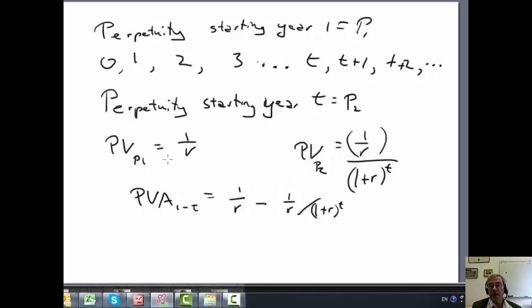Now the present value of the annuity starting in year 1 and going to year T is simply this term minus this term. So it is simply 1 over R minus 1 over R divided by (1 plus R) to the T. The present value of an annuity starting in year 1 and ending in year T is simply 1 minus (1 plus R) to the power T, all divided by R.